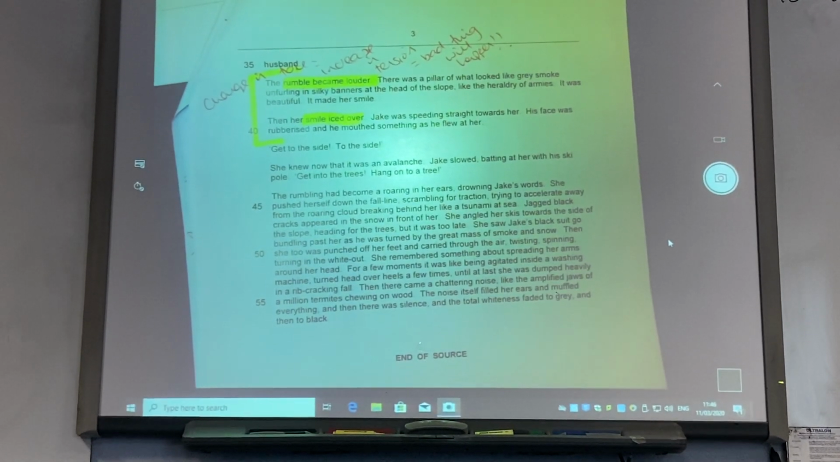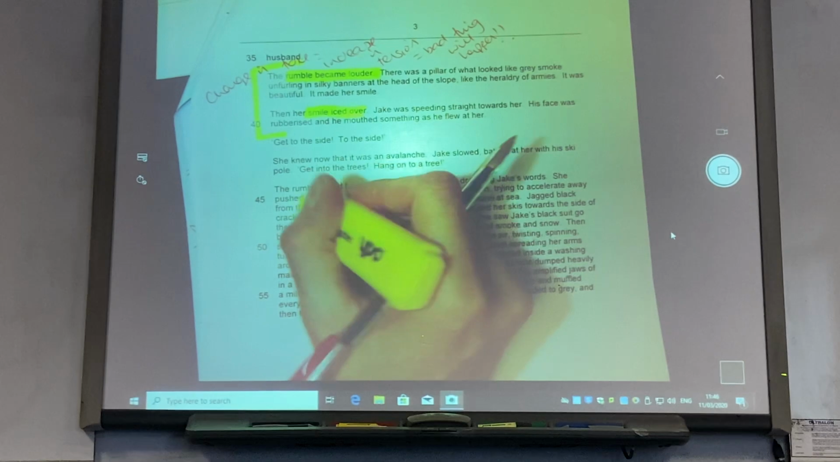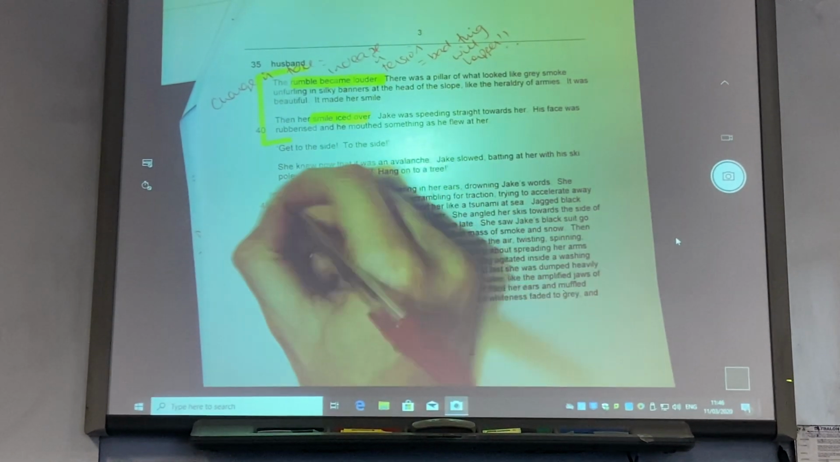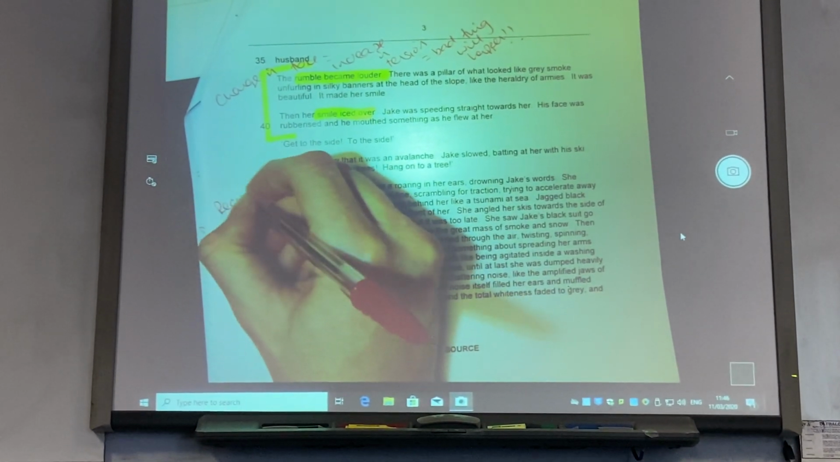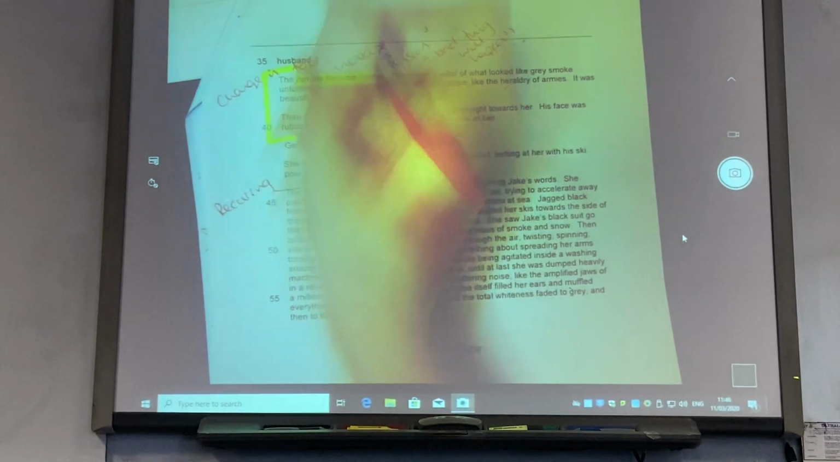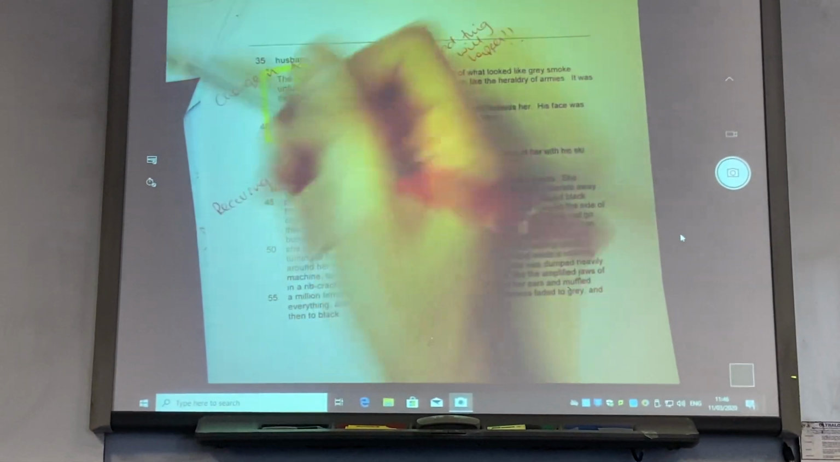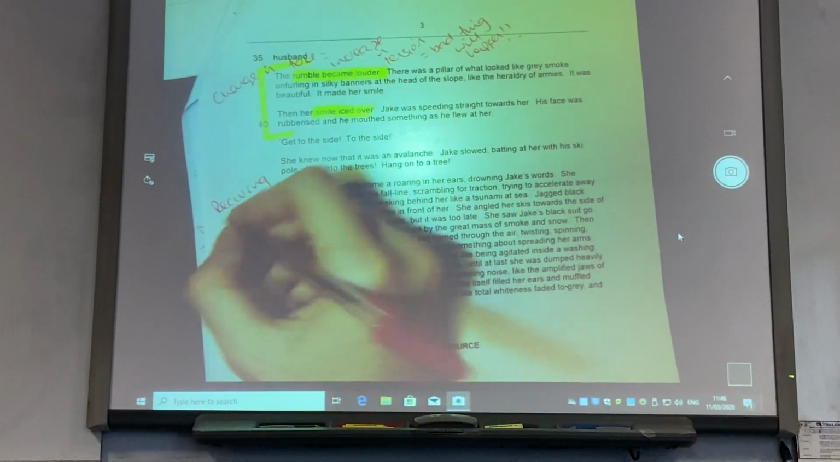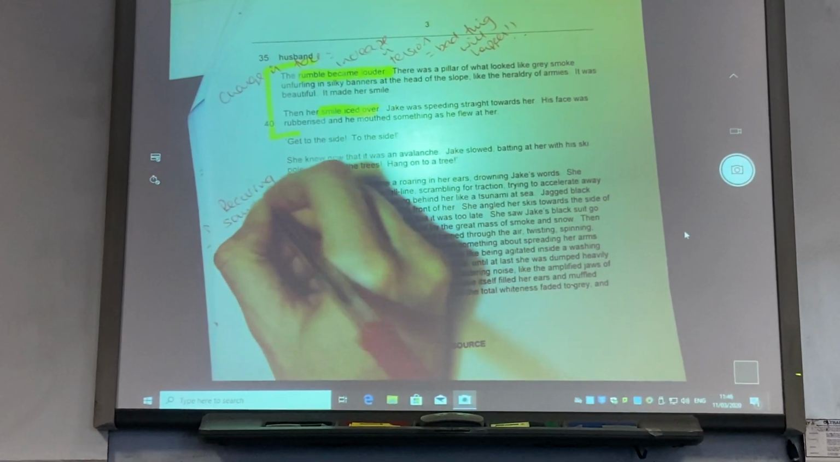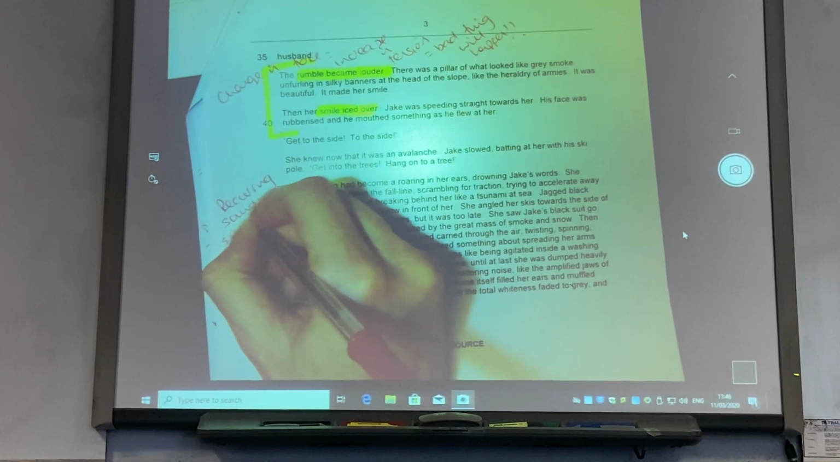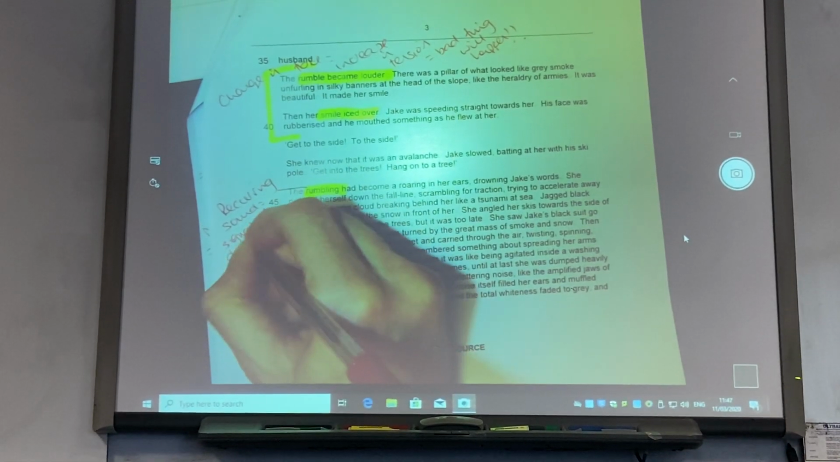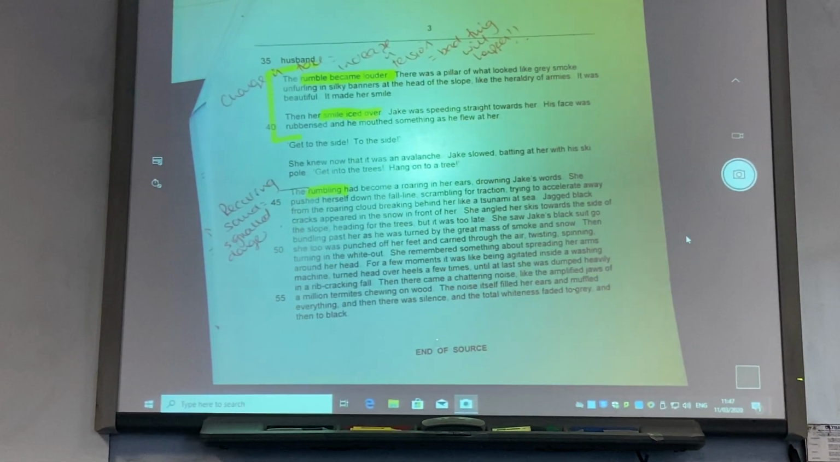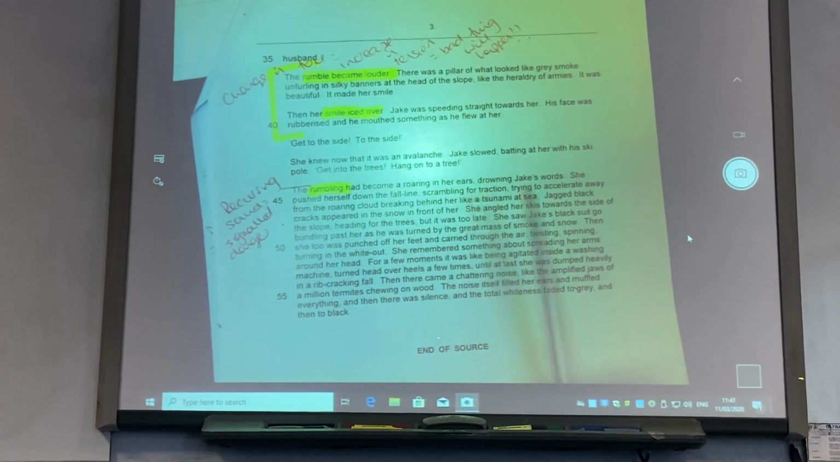The rumbling, so we've got this recurring image here, or recurring sound, of the rumbling. Now if you trace that back through the text, that signalled the avalanche. So it signalled danger. The rumbling drowning out Jake's words, yes.